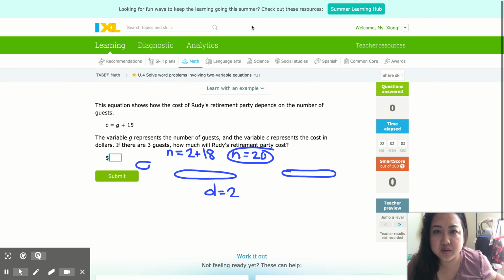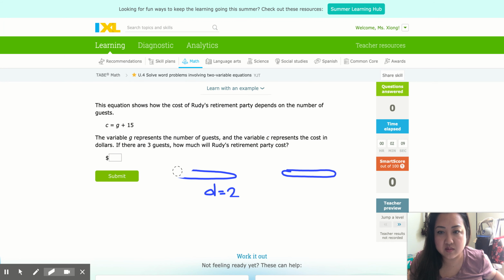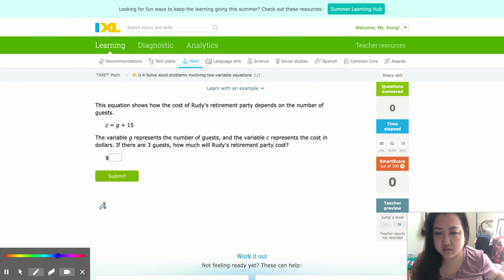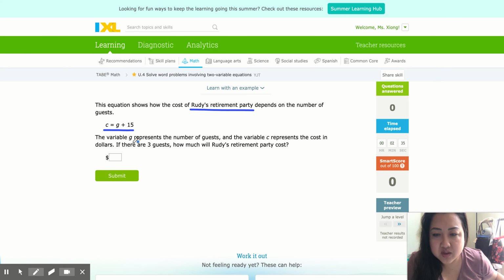So this is very similar to what we were just doing earlier. But earlier we were relating mainly time and money, it seemed like. This time we're relating it to a different kind of story problem. Again, we're given this formula, C equals G plus 15, and we are talking about Rudy's retirement party. The cost of it will depend on the amount of guests. G represents the number of guests, and C represents the cost in dollars.